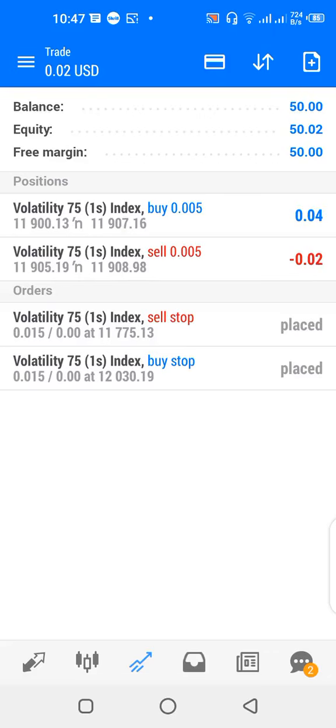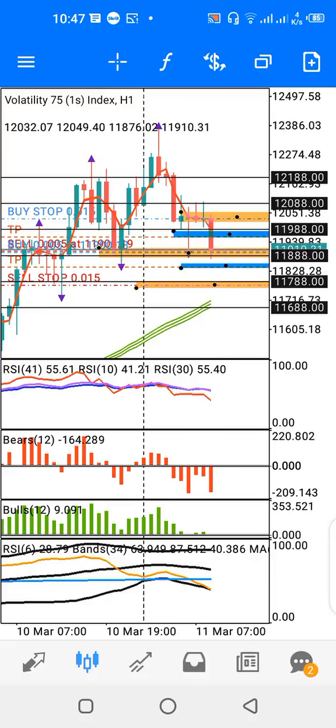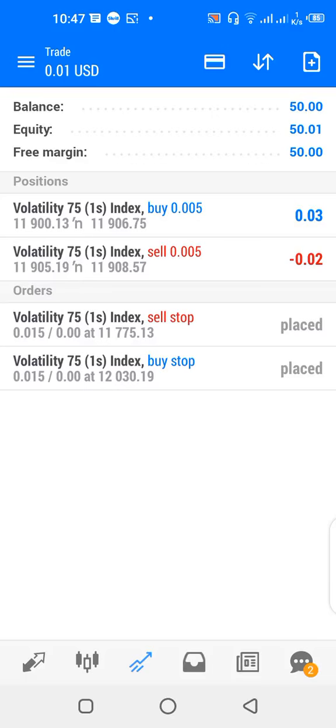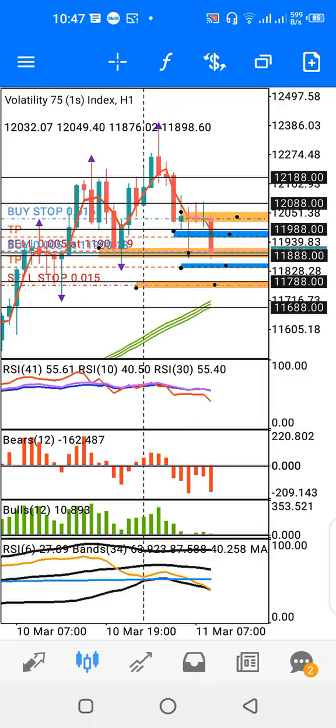But the beauty of V75 1S is that it is very slow. Price moves very slowly. Okay, but for V75, price moves fast, and the rate at which you trade is also more risk. V75 1S is of low risk because price moves slowly and the lot size is very small compared to V75 that has higher lot size, that carries more margin. The margin is higher for V75 than for V75 1S.